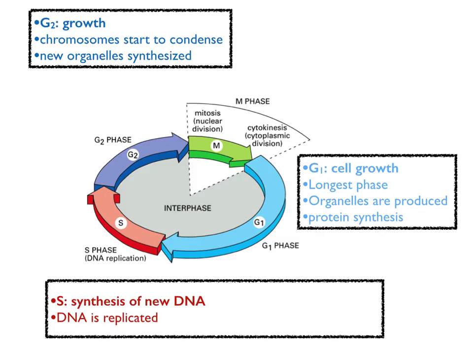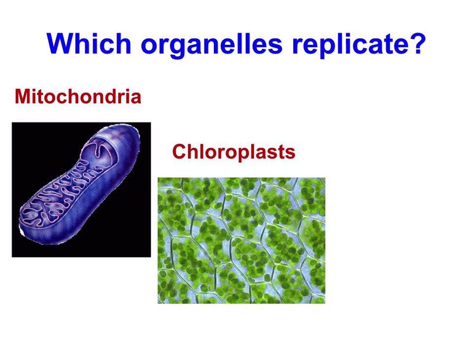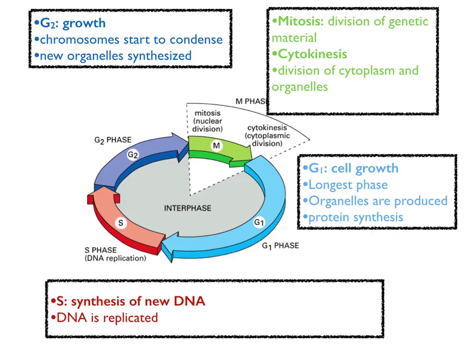Then you've got the G2 phase, also known as the second growth phase. So here the chromosomes start to condense and new organelles are synthesized. So which organelles replicate? You've got the mitochondria replicating, chloroplasts, and the centrioles. The next phase is the nuclear division, mitosis, so it's the division of genetic material, and then you've also got cytokinesis, which is the division of the cytoplasm and organelles.